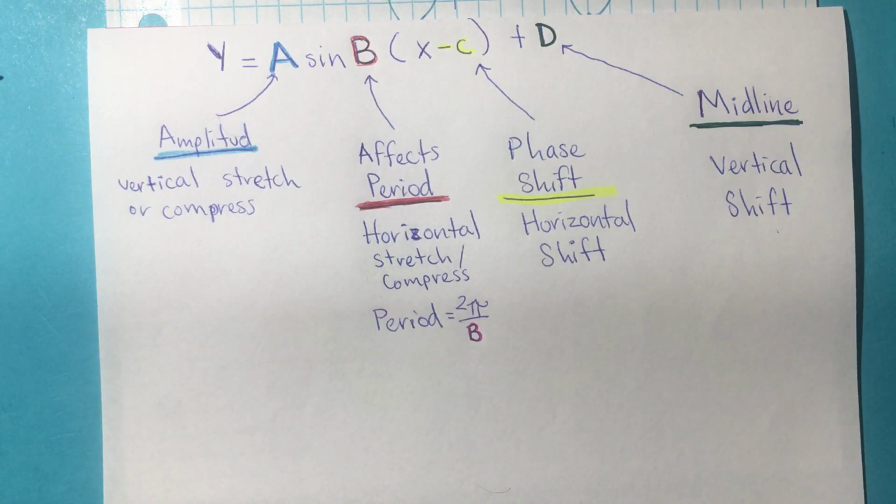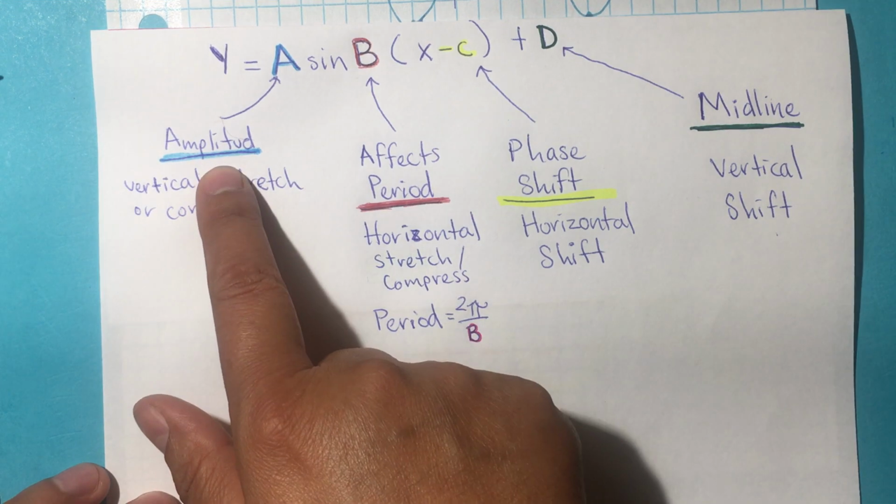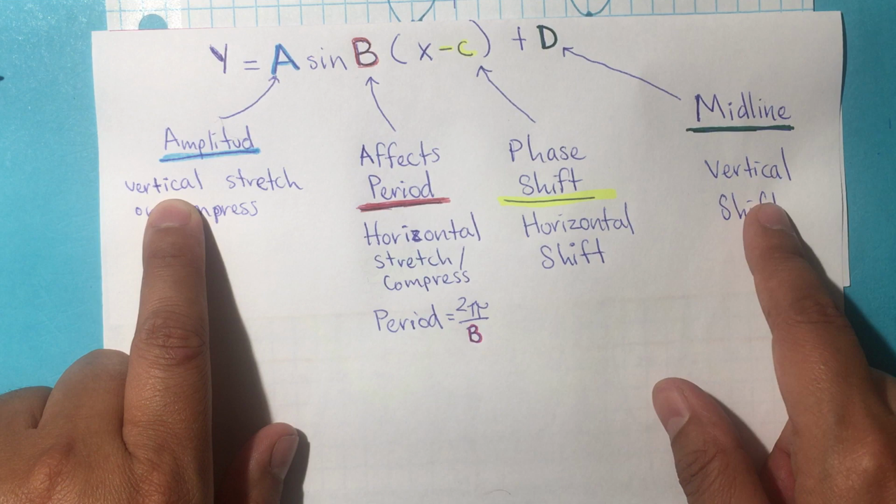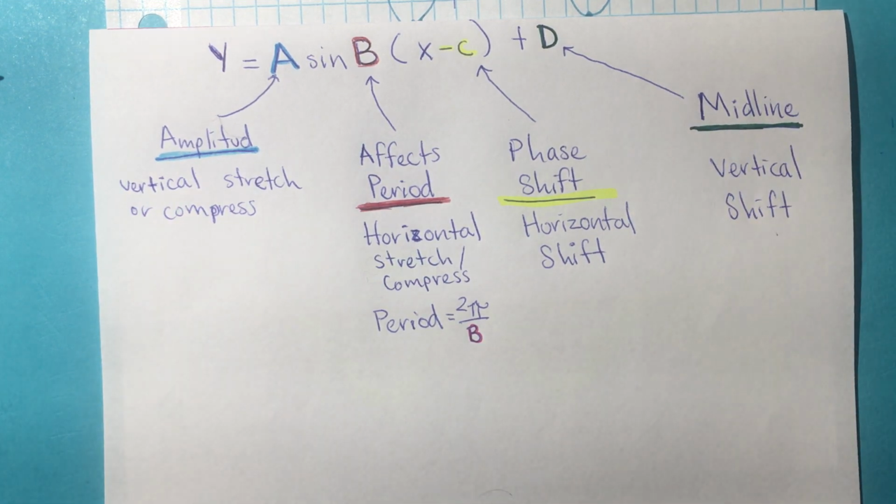And so this is all for 10.10. We worked on it with the amplitude and the midline, which is all about vertical stretches, vertical shifts. Next, we're going to focus on this in the next video.